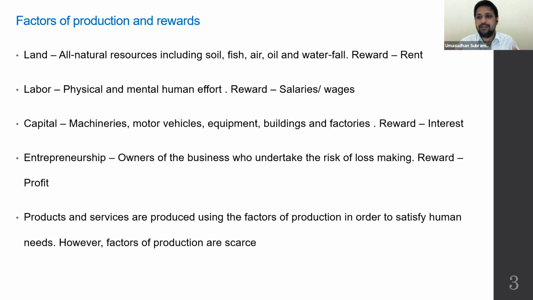Entrepreneurship is the owner of a business who undertakes the risk of doing the business, because he is not going to have a guaranteed profit. You might encounter losses in a business. So in order to compensate an entrepreneur for taking risks in a business, we compensate him with profits. This is very important. Before we move into the CFA curriculum, you should understand that in economics, the factors of production include entrepreneurship.